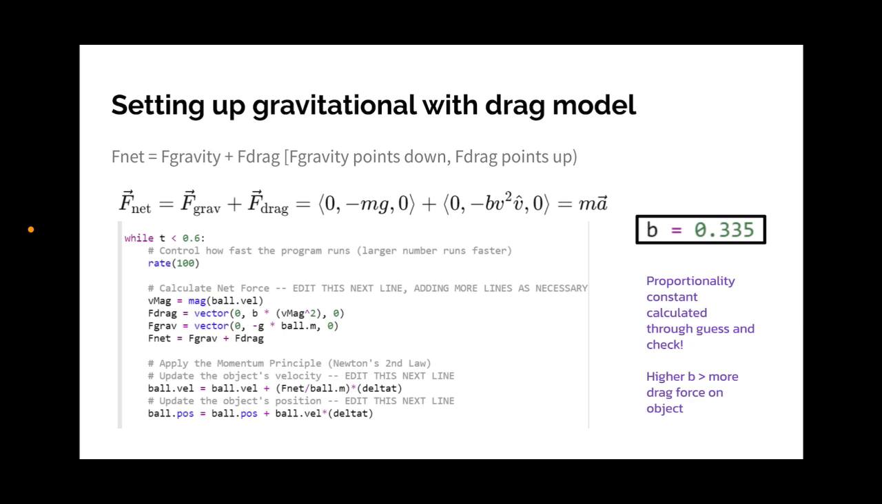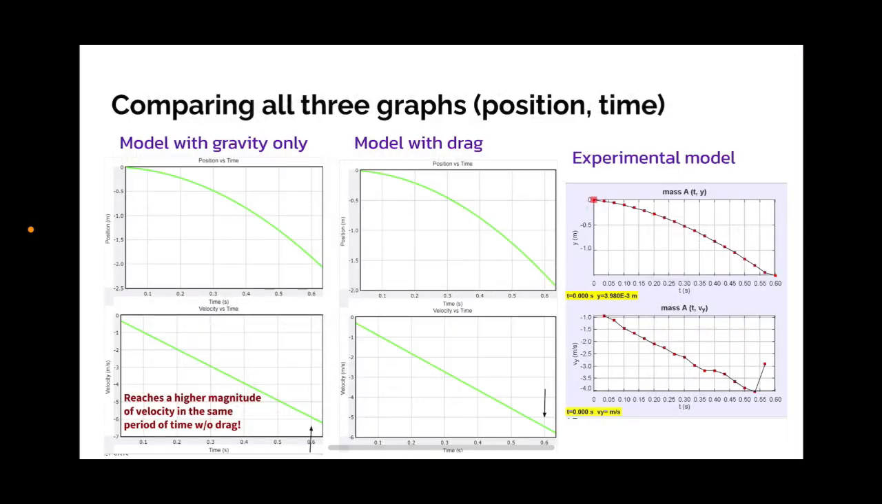As you can see here, F net in our GlowScript is force of gravity plus force of drag. And we put this in our velocity update formula and our position update formula for it to update accordingly. These are our three graphs in comparison of position over time and velocity over time. From left to right, we have our model with gravity only, our model with drag, and our experimental model.